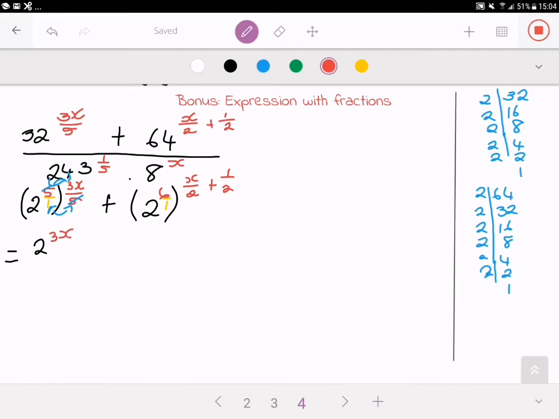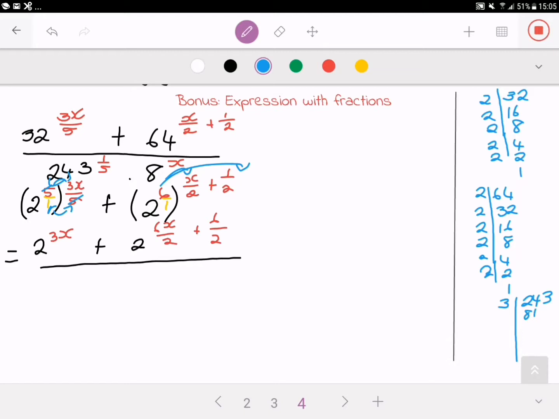So it becomes 2 to the power of 3x plus, then we're multiplying the 6 at the top with the x, and with the 1, and then we multiply the 1 at the bottom with both 2's. So it becomes 2 to the power of 6x over 2 plus 6 over 2. And then at the bottom, we're going to take the 243 and break it up also into its prime factors. So 243 divided by 3 gives us 81, divided by 3 gives us 27, divided by 3 gives us 9, divided by 3 gives us 3, and then again divided by 3 gives us 1.